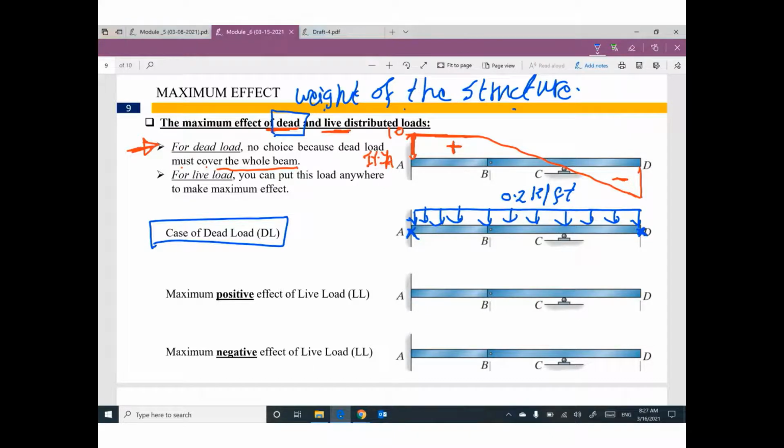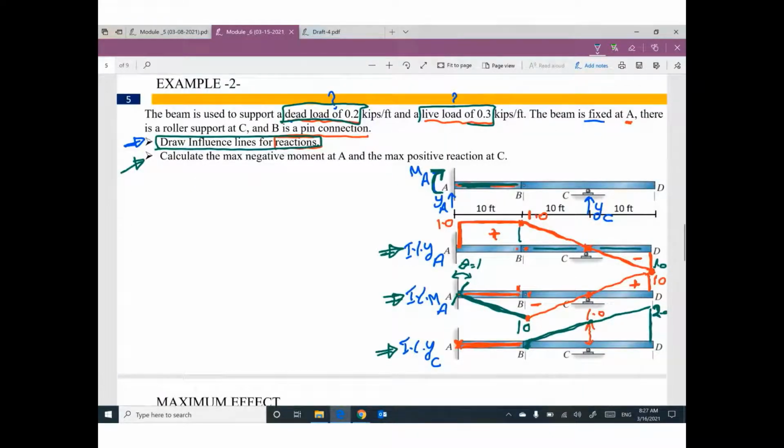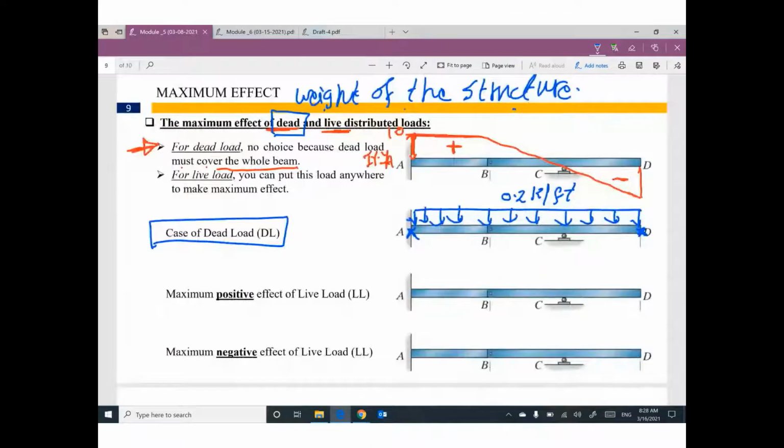So, for our example, if you would like to calculate the maximum negative moment at A or the maximum positive reaction at C, I don't care about negative or positive. If you are talking about dead load, we don't have a choice. Your dead load must cover the whole beam. That makes sense? So no choice means you don't need to think about anything. If you have dead load, go ahead and put your dead load covering the whole beam.